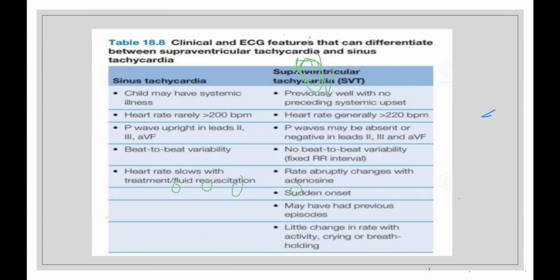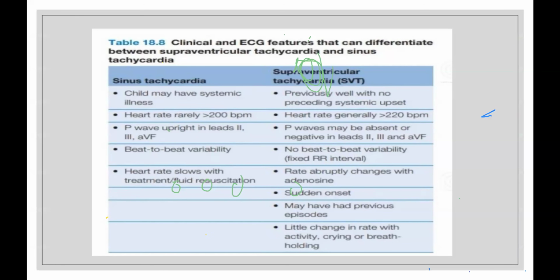P wave normally upright आपको मिलती है, किस में आप देखते हैं लीड 2, अभी आप याद रख लें, ठीक है? बट उसमें क्या है, P wave absent है या P wave negative मिल रही। So if it is a P wave negative, that means it is not originating from SA node.